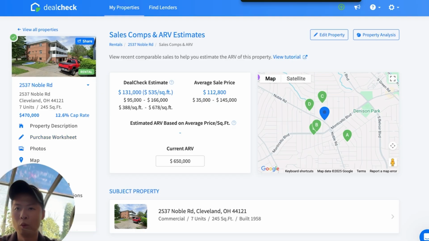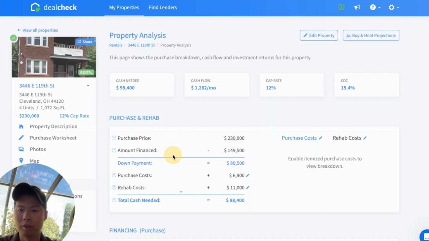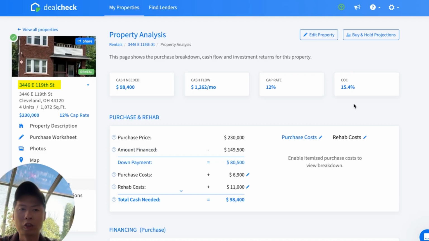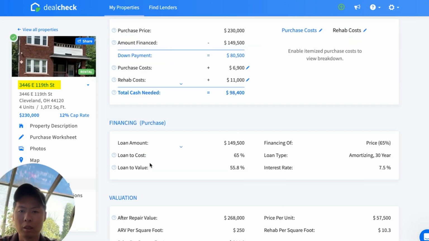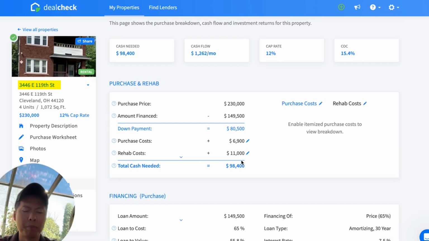Okay, and I just want to give you one more example here. Let's say we do this fourplex. Just quickly look at this one. Cash on cash return is 15.4%, cap rate is 12%, cash flow is decent at 1200, but really the main thing here is still the percentage right here. Loan to cost is 65%. We never actually budget too much. If you can get more, great, but we want to run our numbers very consistently.